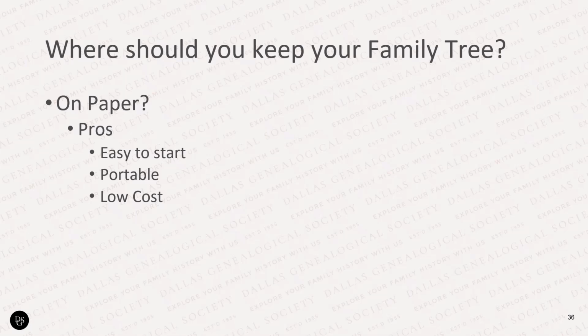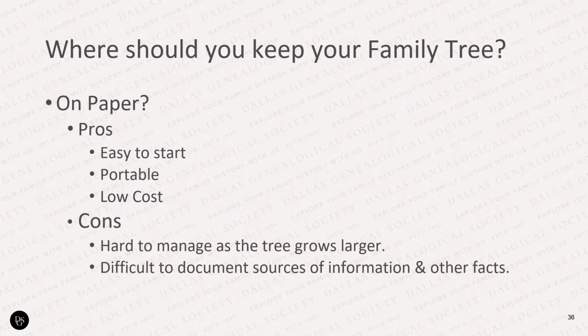So again, we've talked about paper. It's very easy to start. It's very portable. Great if you're at a family gathering or out to lunch with a cousin or something to pull out a piece of paper and just jot some stuff down. All you're out is the cost of the paper. The problem is that this gets hard to manage as your tree gets larger, and it gets really difficult to document sources of information and other facts, which is something that is very important for you to do as you start adding information into your tree. We'll talk about that in just a bit.